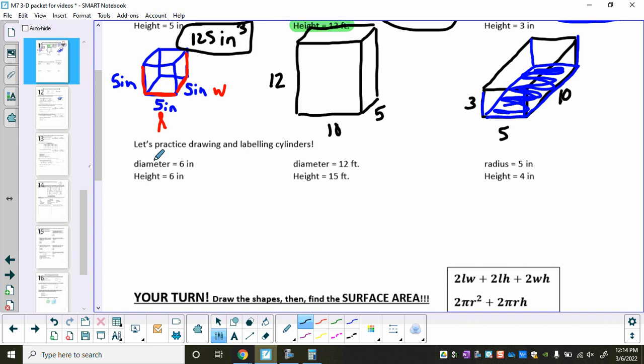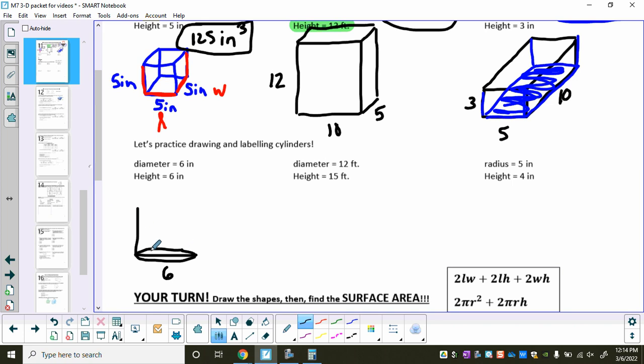So for the first one here, our diameter is the distance across the circle, and it's going to be 6 inches. And the diameter across is the exact same as the height, okay? So for this, let's start by just drawing kind of an oval right here. And the distance across, we can just draw a straight line. That distance across is a 6. That's going to be the diameter. Now the 6 that I just drew is the same as the height. So we do kind of want this to make like a square.